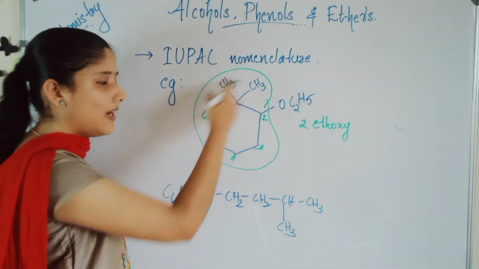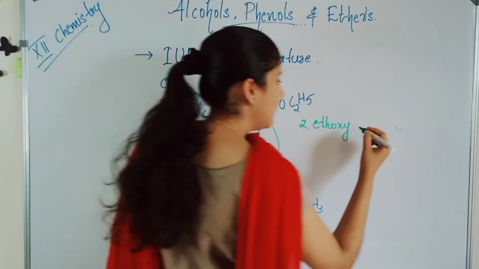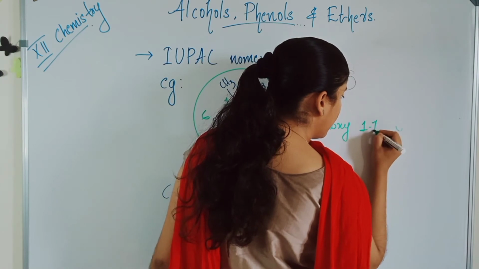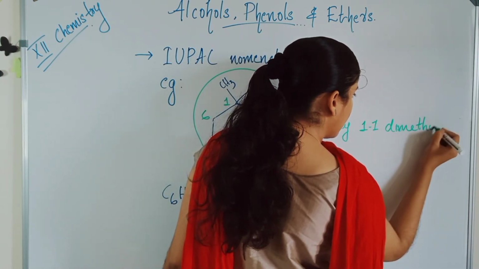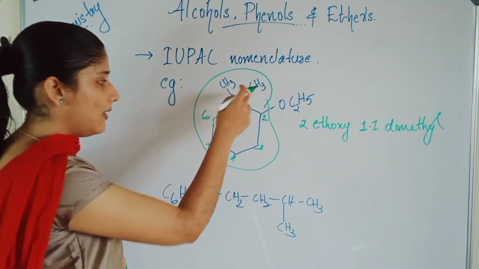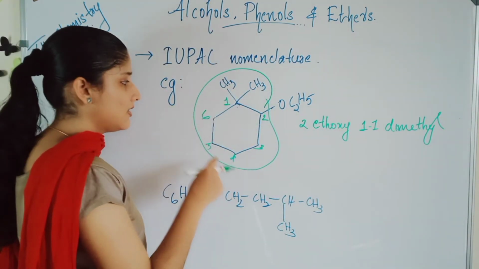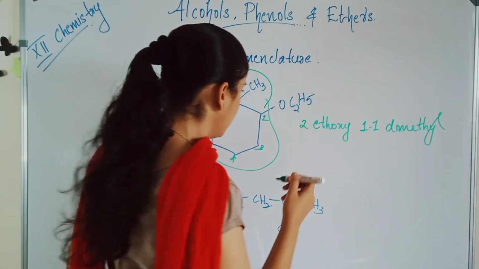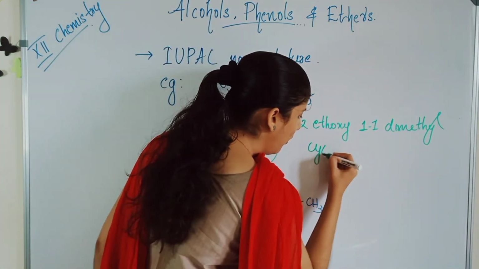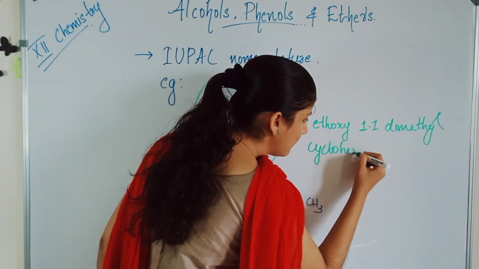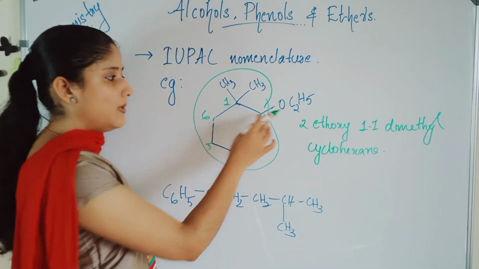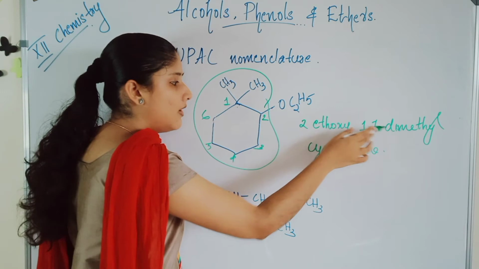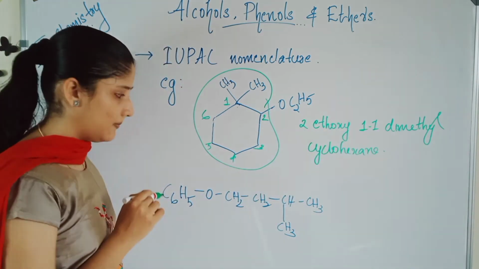Then the parent you can name 1,1-dimethyl. This is what? Hexane, isn't it? 6 carbon. Dimethyl cyclohexane. The second group is ethoxy. So 2-ethoxy, 1,1-dimethyl cyclohexane.